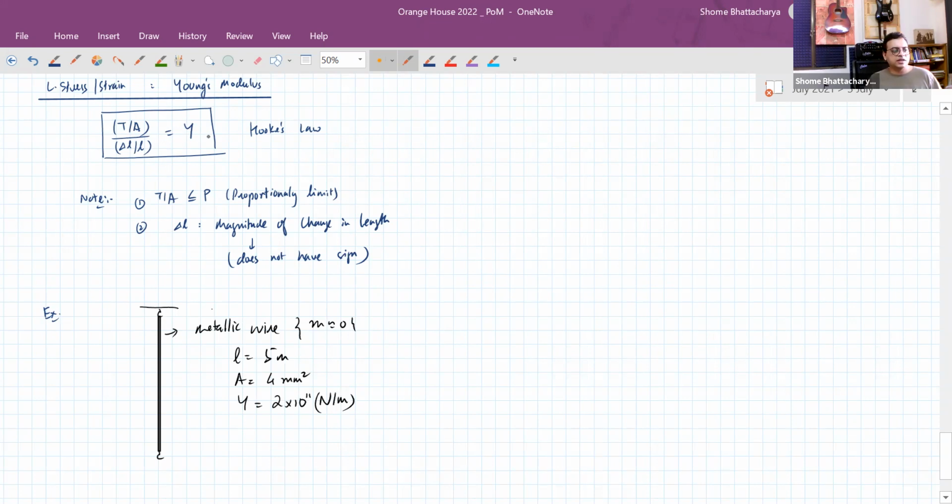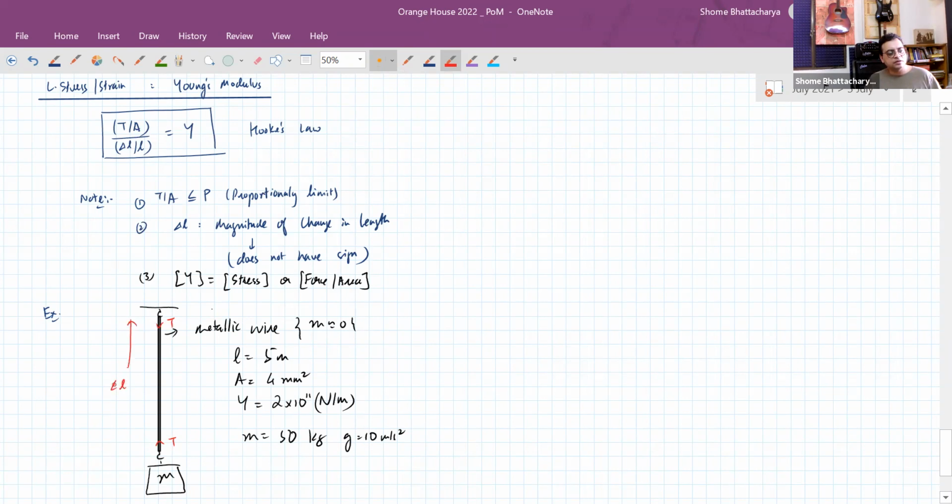Okay. Remember, modulus of elasticity will have the same dimension as stress. Force per unit area, because strain is dimensionless. And now what we are doing is we are hanging a mass over here of, let's say, 50 kilograms. We'll take g as 10 meters per second square. So that creates a tension which creates a stress, uniform tension because it's massless. Okay. And as a result of that, this gets elongated. So this gets elongated to L plus delta L.